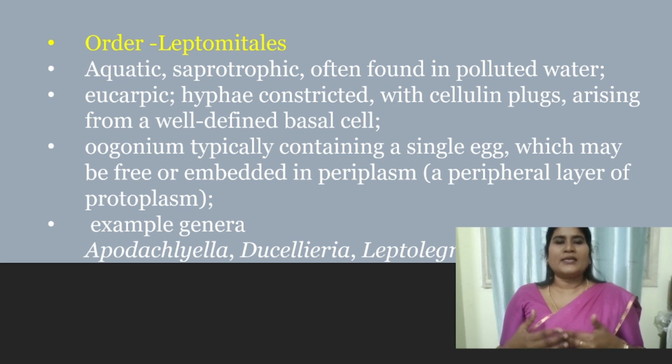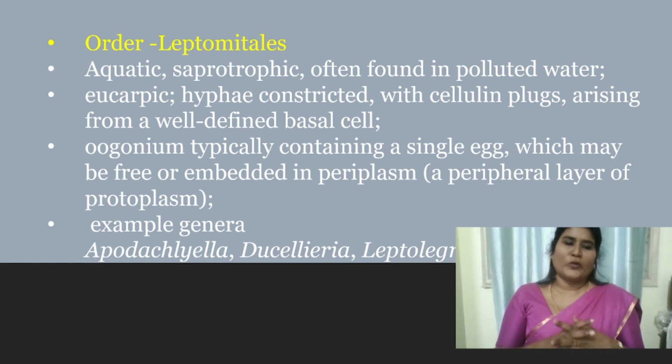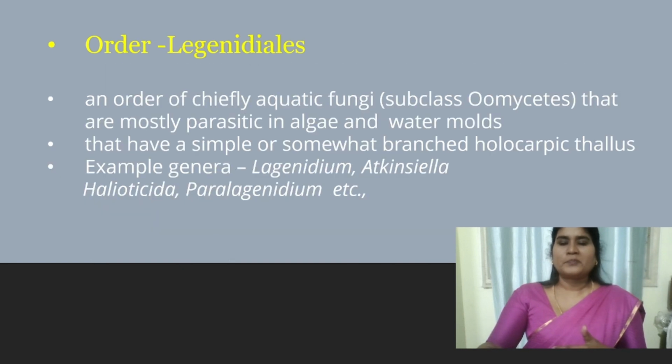The next order is Leptomitales. It is aquatic saprotrophic, often found in polluted water. They are eucarpic in nature, and the hyphae are constricted with cellulin plugs arising from a well-defined basal cell. In sexual reproduction, the oogonium typically contains a single egg, which may be free or embedded in the periplasm. This is nothing but the peripheral layer of protoplasm. The Leptomitales genera are Apodachlya, Sapromyces, and Leptolegnia.